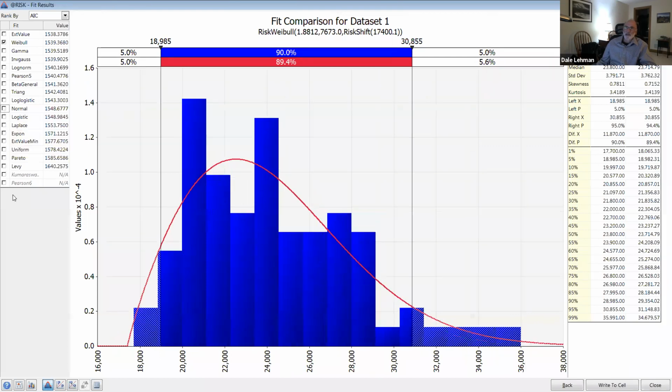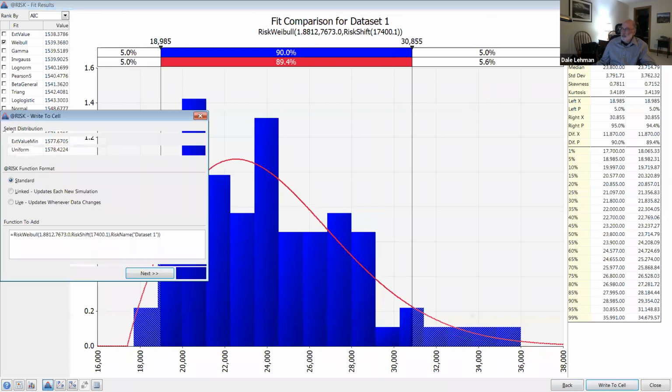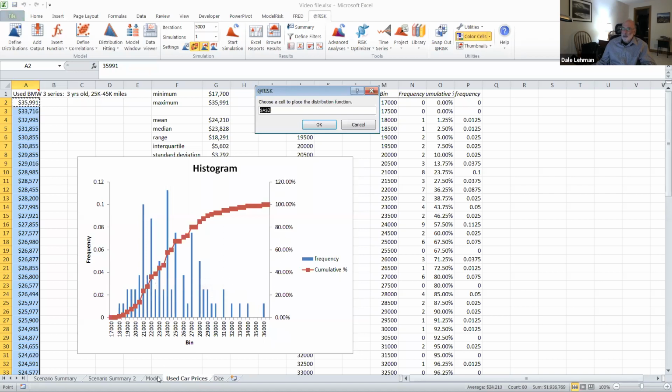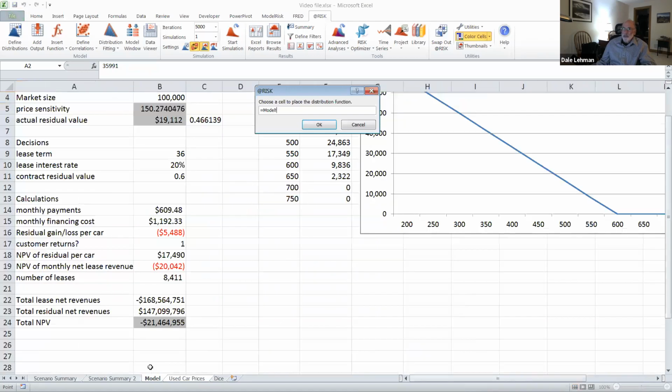I think the Weibull is not a bad description of the outcome. Let's write that to a cell. And it wants to know, where do I want to put that? Let's go into the model and put it in there.